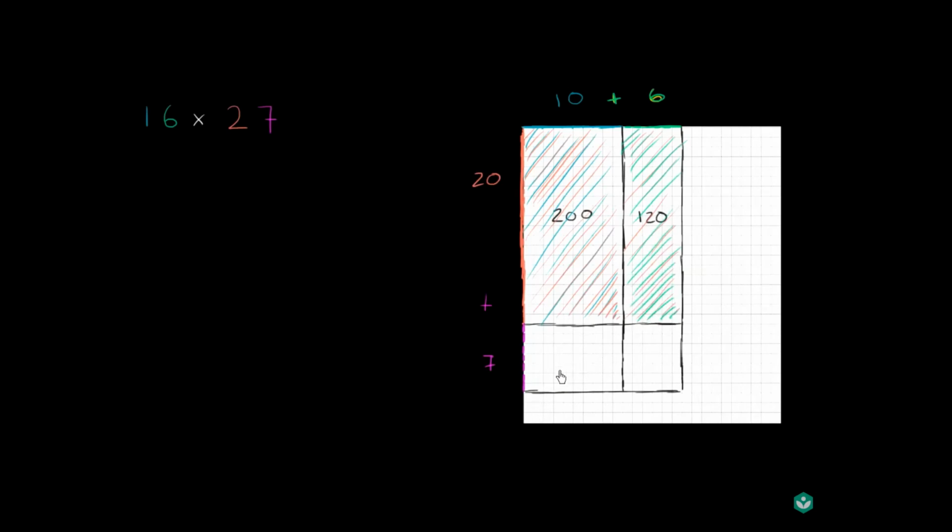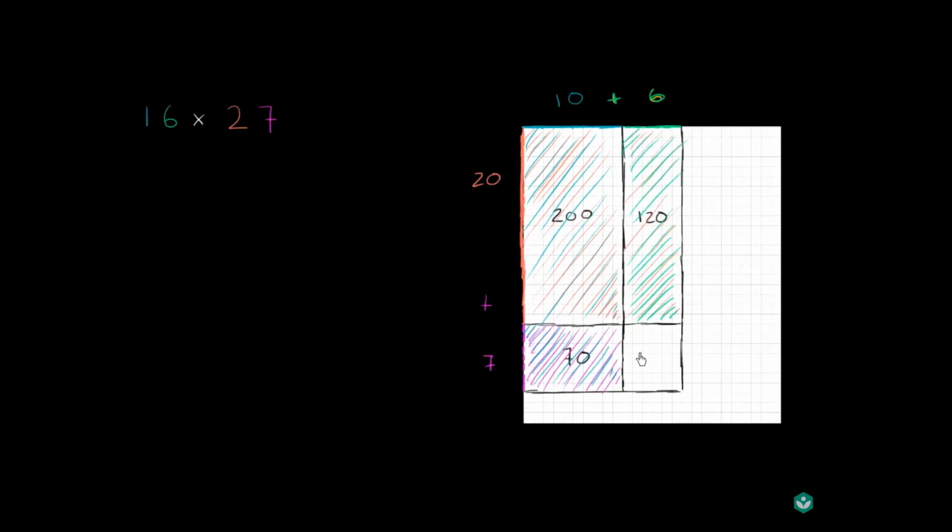Now, what's the area of this section right over here? Well, it's 7 high, and it is 10 wide. So it's going to be 7 times 10, or 70. It'll have an area of 70 square units. So let me do it in this purple, and I'll throw some blue in there too. This is kind of a fun art project.